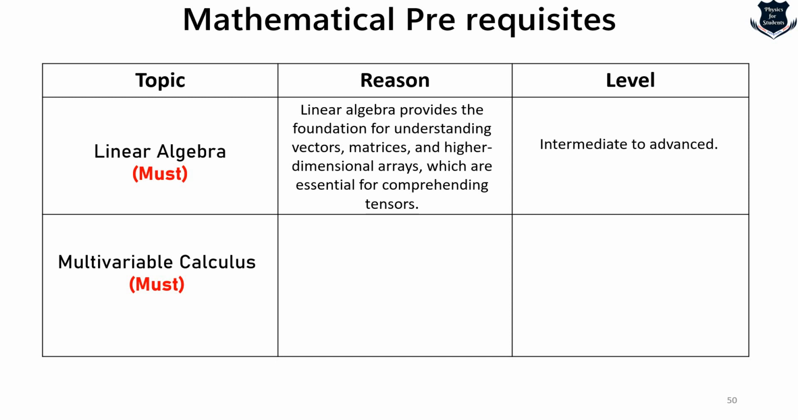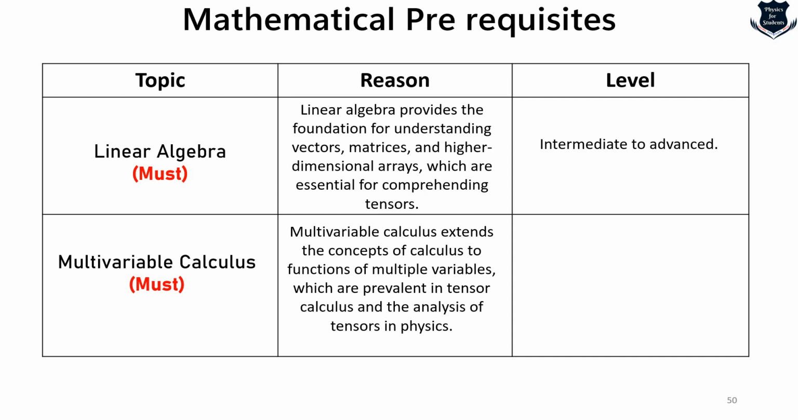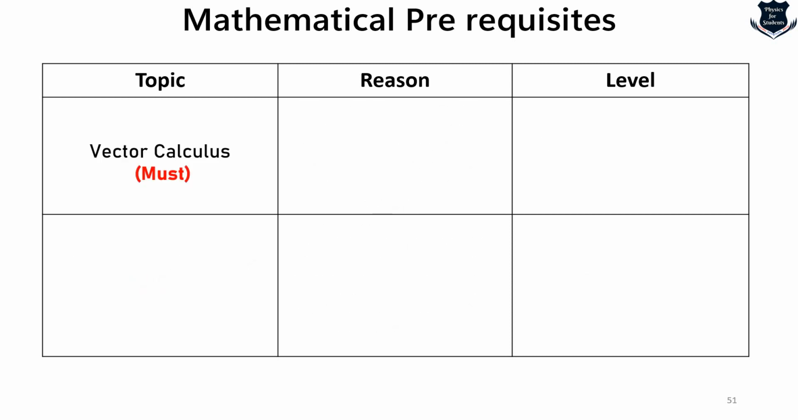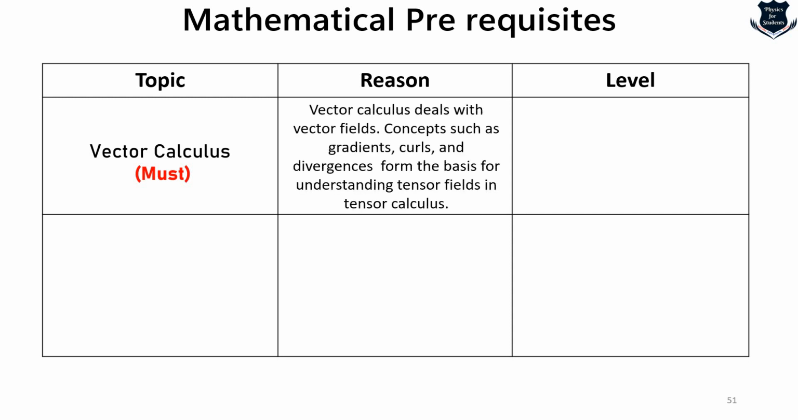Partial differential equations, I mean not ODEs but PDEs, and multivariable calculus are a must, because all the tensor calculus you will be using involves multivariable calculus. So yes, it has to be again intermediate to advanced. So one is linear algebra, second is multivariable calculus, and then we move on to the third, which is vector calculus. You cannot avoid it. Again, it is mandatory, because all those gradients and curls will be extended to tensor fields in tensor calculus. So it has to be intermediate to advanced.